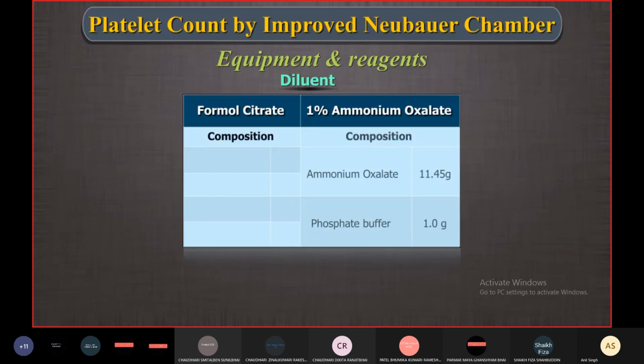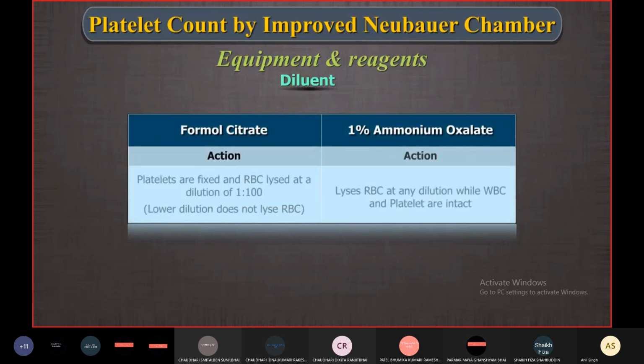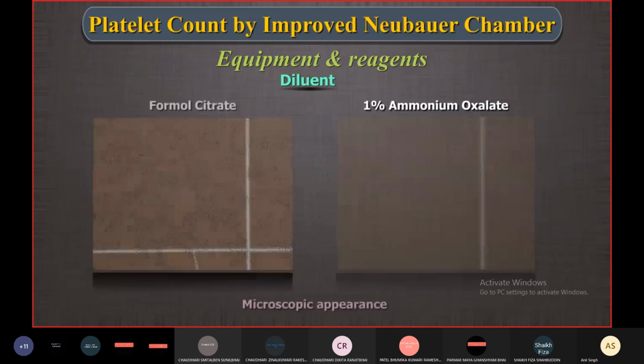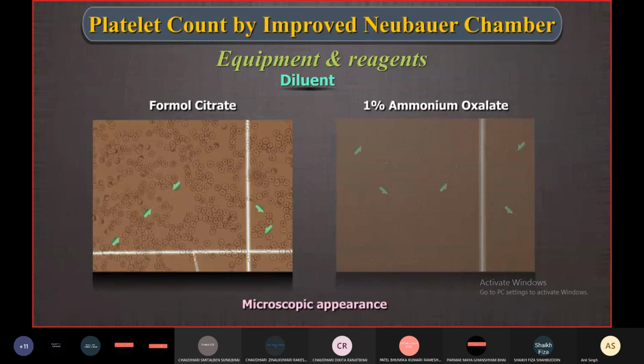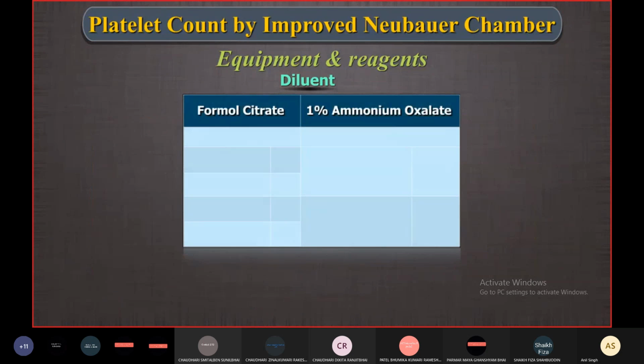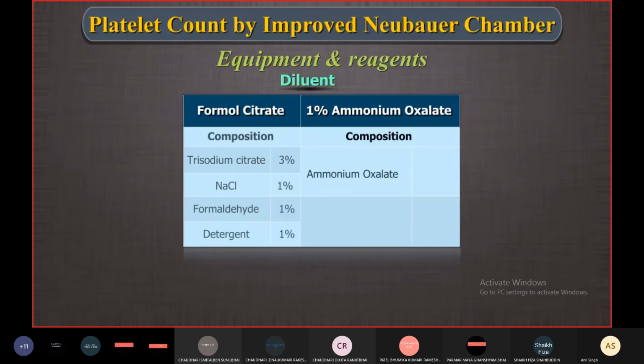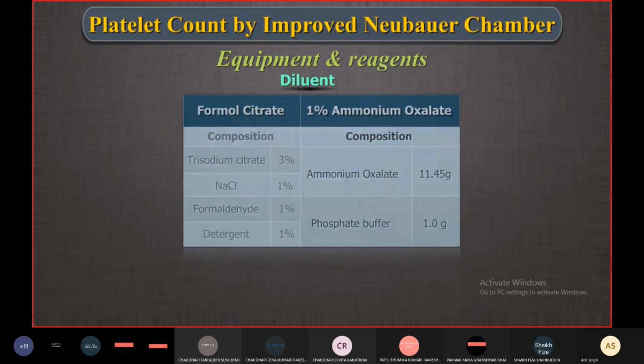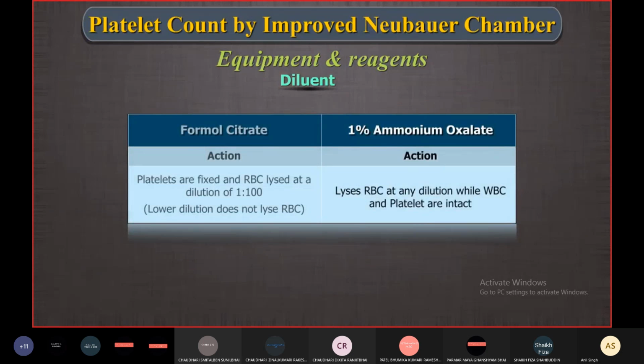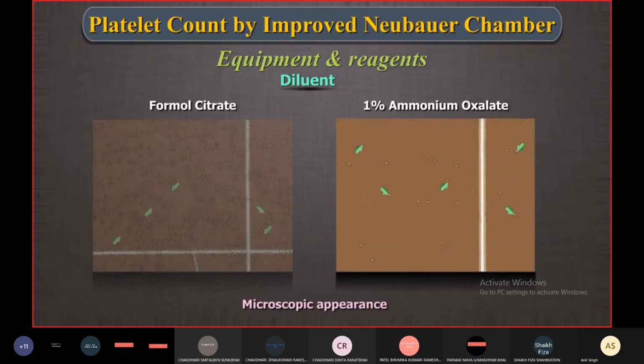Formal citrate. Composition: trisodium citrate 3%, NaCl 1%, formaldehyde 1%, detergent 1%. Action: platelets are fixed and RBC lysed at a dilution of 1:100. Microscopic appearance. Now 1% ammonium oxalate. Composition: ammonium oxalate 11.45 grams, phosphate buffer 1 gram. Lyses RBC at any dilution while WBC and platelet are intact. Microscopic appearance.